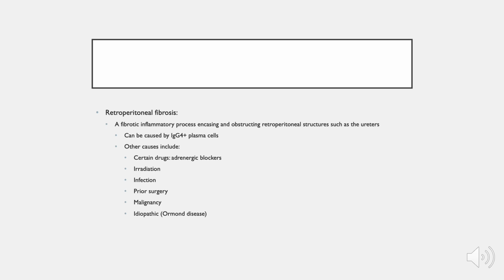Retroperitoneal fibrosis is an inflammatory fibrotic process that involves the retroperitoneum and encases the ureter, resulting in its narrowing and obstruction. This is caused by IgG4 positive plasma cells, which is part of a family of inflammatory fibrotic disorders that involve the pancreas, the mesentery, and other organs, characterized by severe fibrosis and infiltration by plasma cells that are positive for IgG4. Other causes include medications, irradiation, infection, prior surgery, and malignancy, and when no cause is found, this is called Ormond disease.